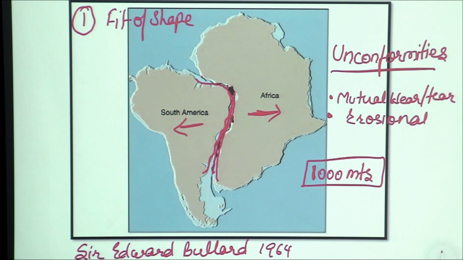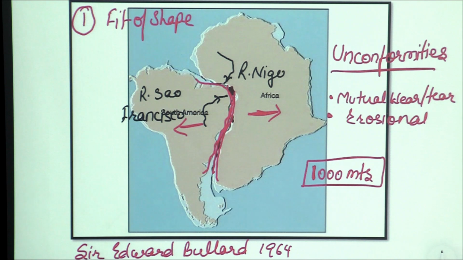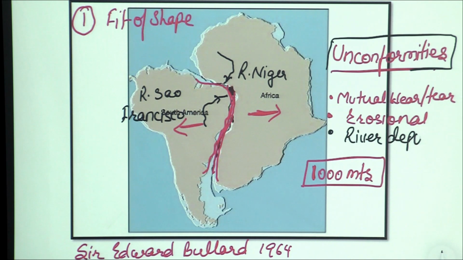And today when I take the river action in these areas, I can easily apply them as right here, we have got river Sao Francisco. And in this location we have got river Niger. So the third reason of prevailing unconformity can be the river deposits. So yes, this fit of shape, evidence number 1, best seen in the southern part, is not just a by chance kind of a fit.